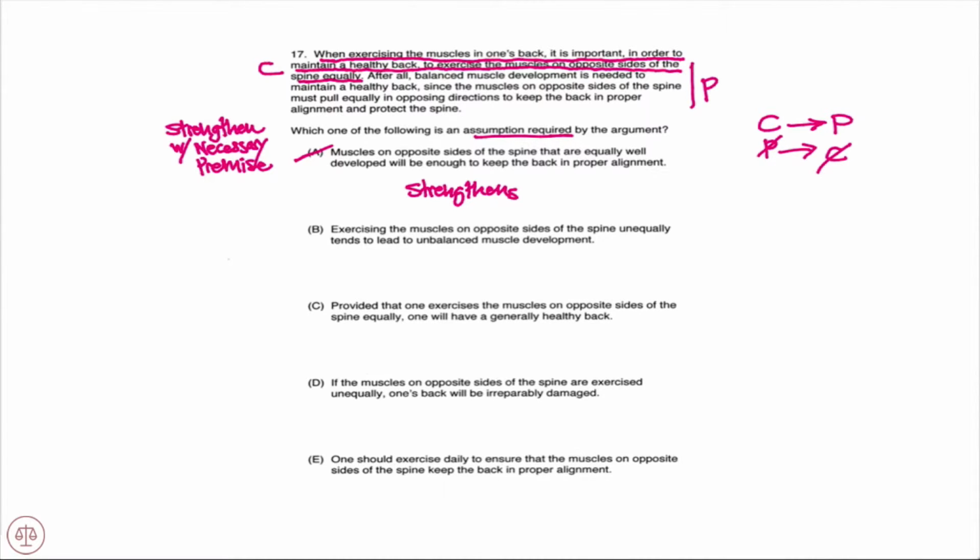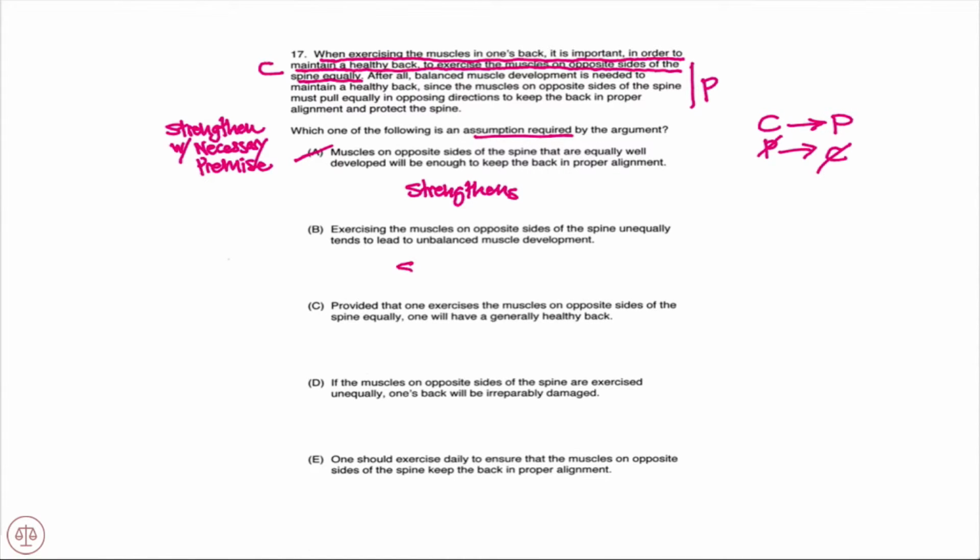Moving to B. Exercising the muscles on opposite sides of the spine unequally tends to lead to unbalanced muscle development. Does that strengthen? Clearly it does, because the first sentence tells us when exercising the muscles, it's important in order to maintain a healthy back to exercise muscles on opposite sides equally. And why? Because balanced muscle development is needed to maintain a healthy back. So you notice B tells us that if you exercise the muscles on opposite sides of the spine unequally, it will lead to unbalanced muscle development, which is needed to maintain a healthy back.